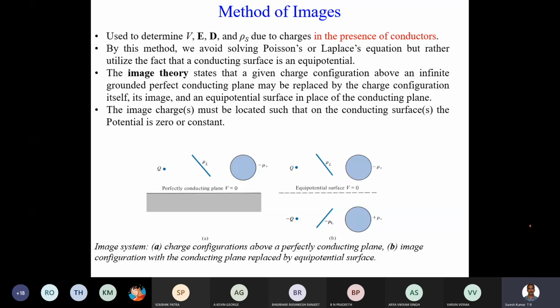This is known as the method of images or image theory. So read this. This is the definition. The image theory states that a given charge configuration above an infinite grounded perfect conducting plane may be replaced by the charge configuration itself, its image, and an equipotential surface in place of the conducting plane.